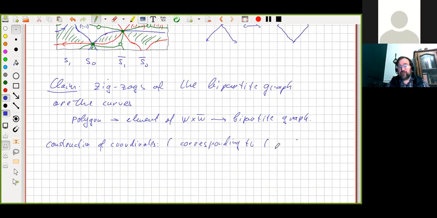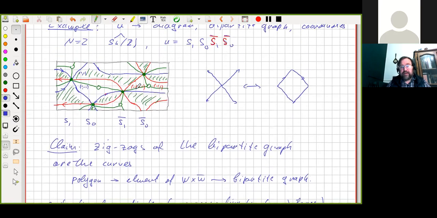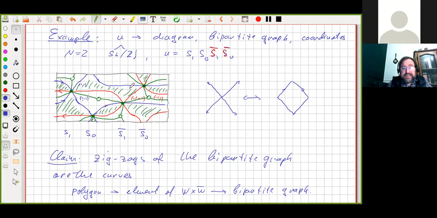This is marked by the picture, gray faces. Also, maybe I should mention that the zigzags are the curves, and the gray faces correspond to just faces of the bipartite graph. Speaking about faces of the bipartite graph is the same thing as gray faces of my picture.